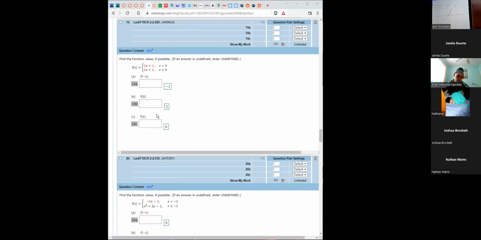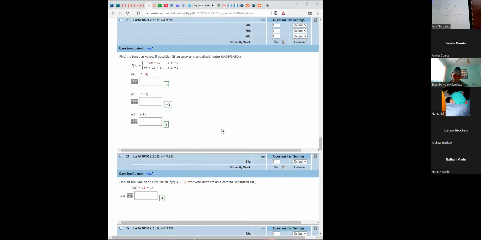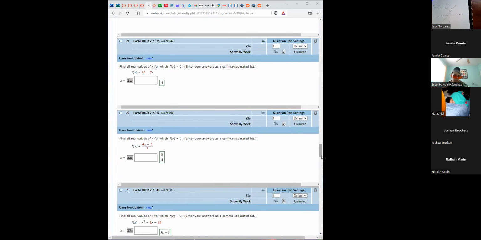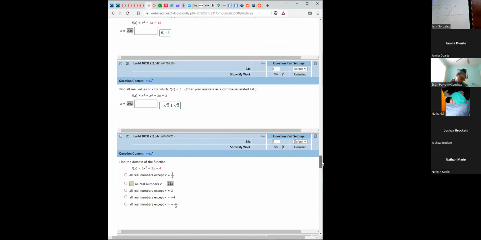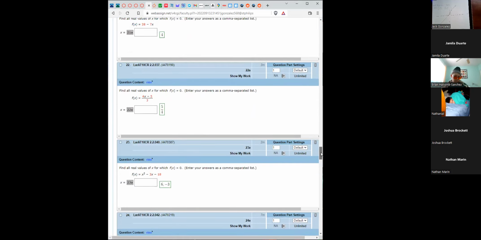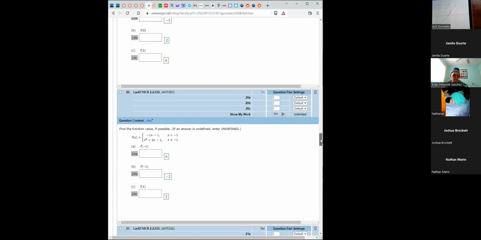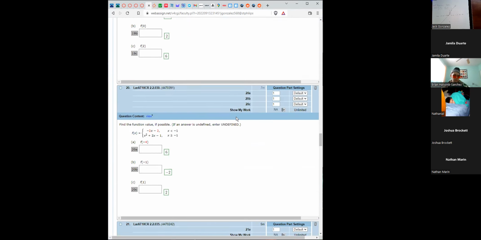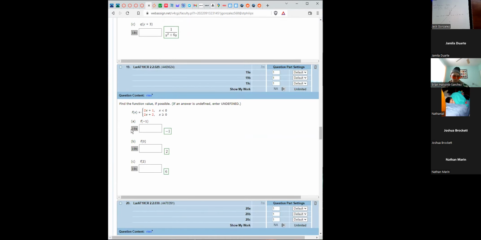You don't have to. I don't think it's going to come up here anyway. But if you want to use your graphing calculator or Desmos, it's fine. I'll leave that one to you. So any questions on this idea of a piecewise function?